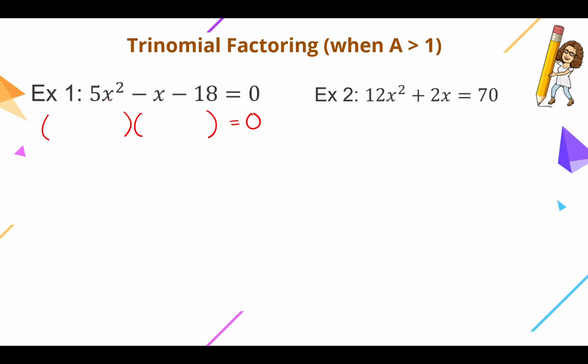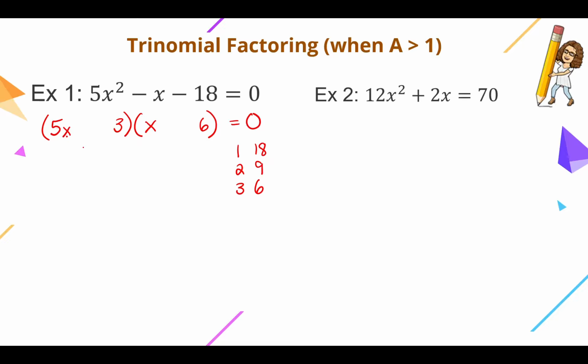This one's a little different because I have 5x squared now. I need to multiply two things to give me 5x squared, which would probably be a 5x and an x, right? 5x times x is 5x squared. Now I need to ask myself what things multiply to give us 18. So we'll get 1 and 18, 2 and 9, 3 and 6, all options available. I have a 1 in the middle, so I don't really want to get too big. Let's try 3 and 6.